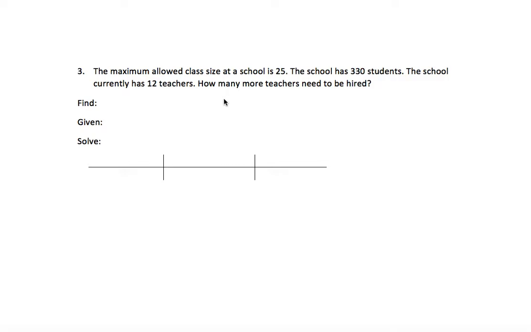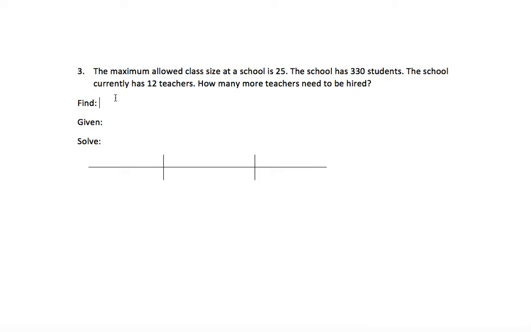Okay, so we've got the maximum allowed class size at a school is 25. The school has 330 students. The school currently has 12 teachers. How many more teachers need to be hired? So the keyword here is how many more teachers. So we know we have 12, so we're going to have to come up with the total number of teachers that the school needs and then subtract out the current teachers to find out how many more teachers need to be hired.